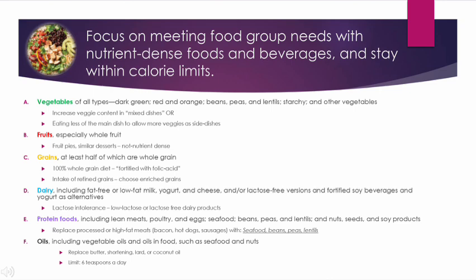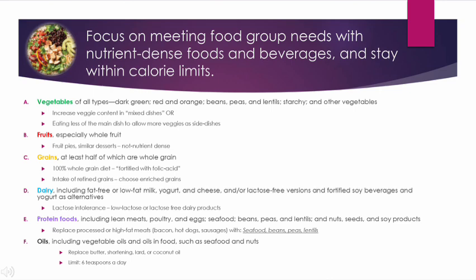A practical strategy is to increase vegetables in mixed dishes. For example, adding more vegetables to soups, stir-fry, or rice meals. Another approach is to reduce the portion of the main dish and allow more vegetables as side dishes. Second, fruits. Focus on whole fruits. Desserts like fruit pies may contain fruit, but they are not considered nutrient-dense because of added sugar and fat.